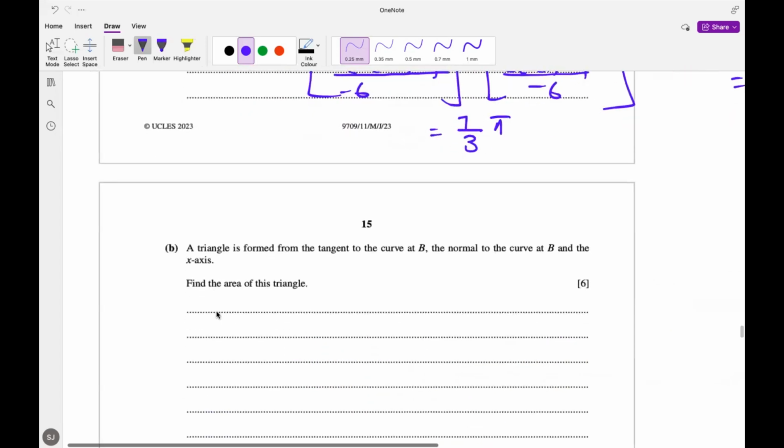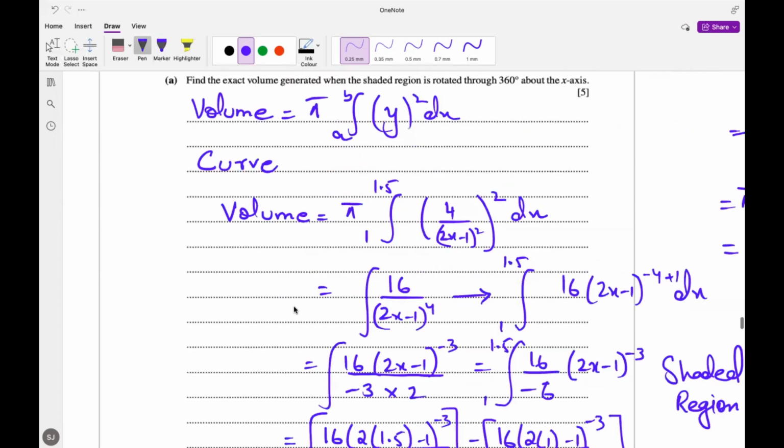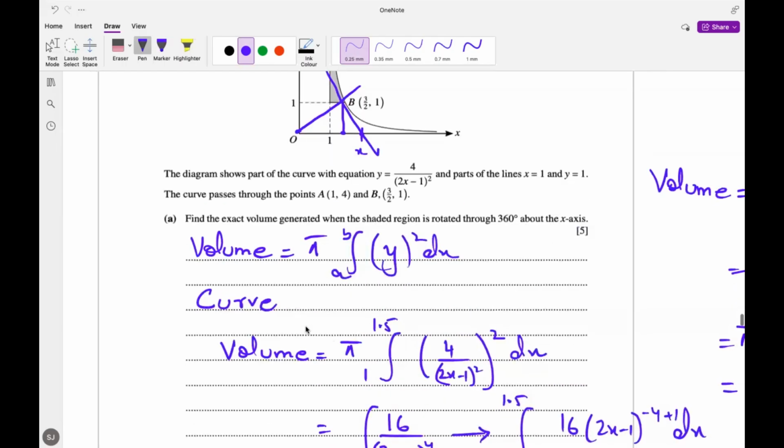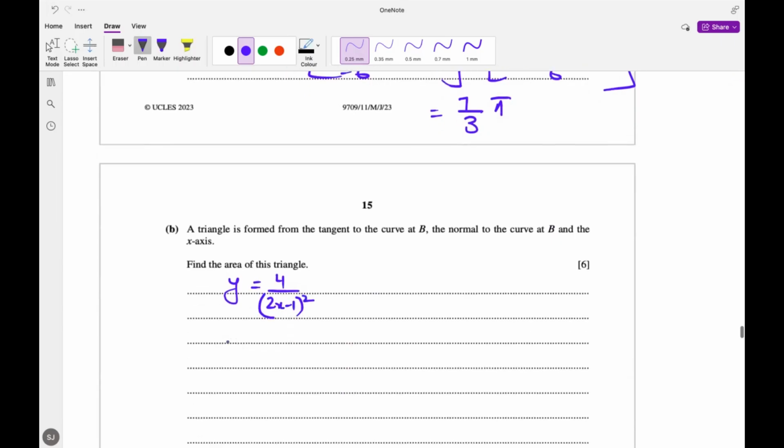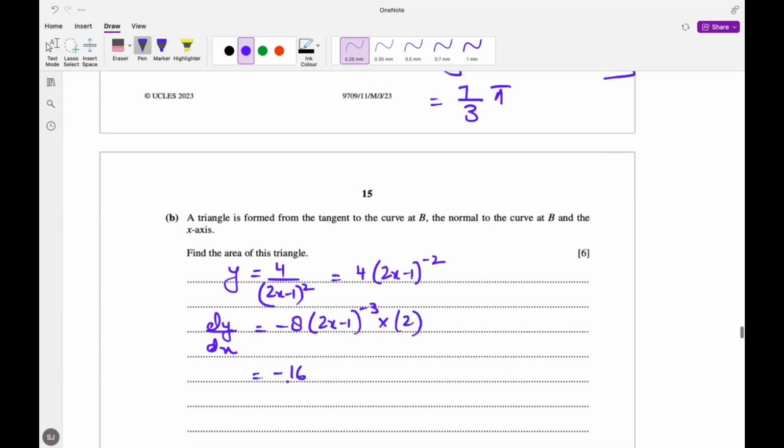So the equation was y equals 4 upon (2x minus 1) whole squared. So we'll write y equals 4 upon (2x minus 1) whole squared. Finding dy/dx, first we'll write it as 4 into (2x minus 1) to the power minus 2. So dy/dx will be minus 2 into 4, which is minus 8, into (2x minus 1) to the power minus 3, and we'll multiply it by the derivative of 2x minus 1, which is positive 2. So this will become minus 16 upon (2x minus 1) whole cube.